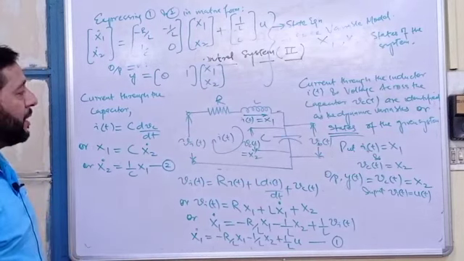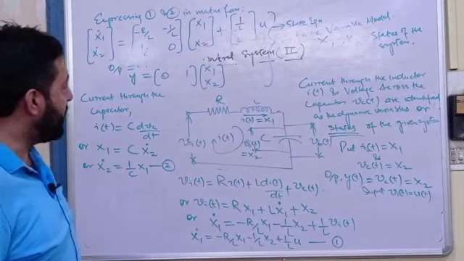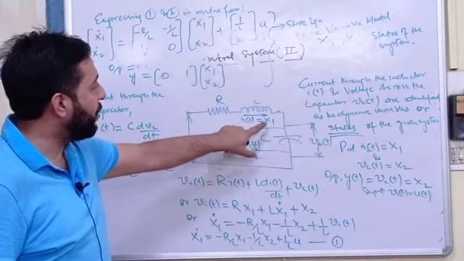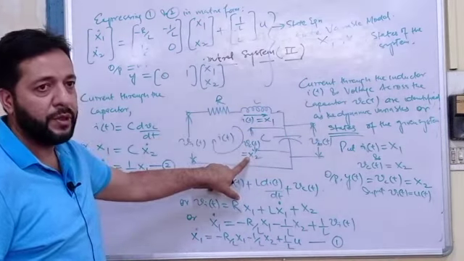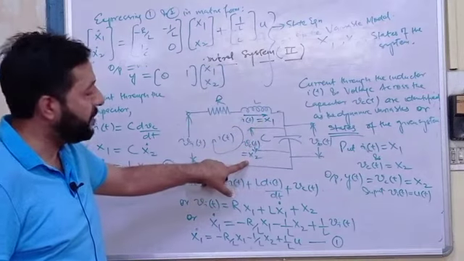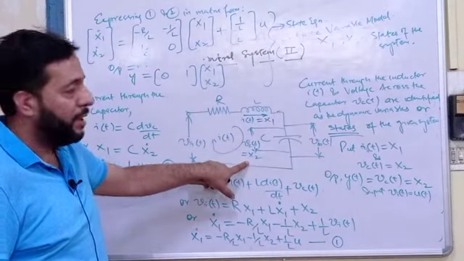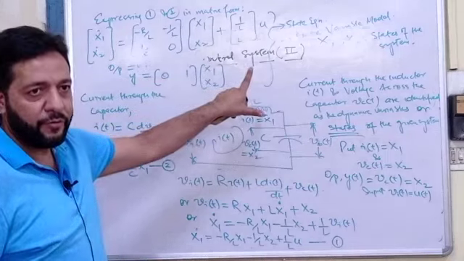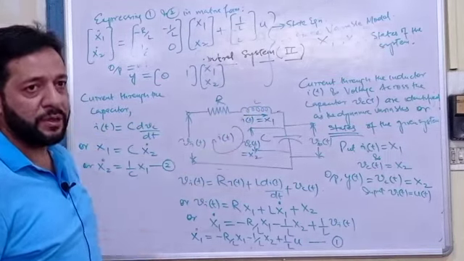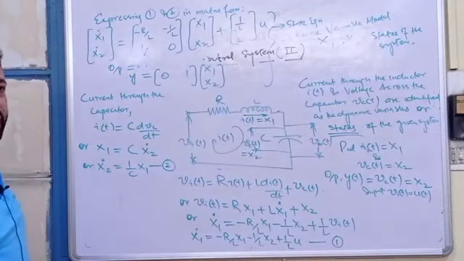Now, the one point that I want to make here is that this is my choice. I called this x1 and this x2. What if I had called this x2 and this x1? I would have got another state variable model for the system, which is actually equivalent to this. The point that I'm trying to make is that you can have many state variable models for a system.